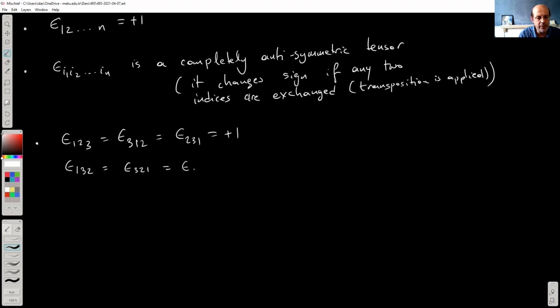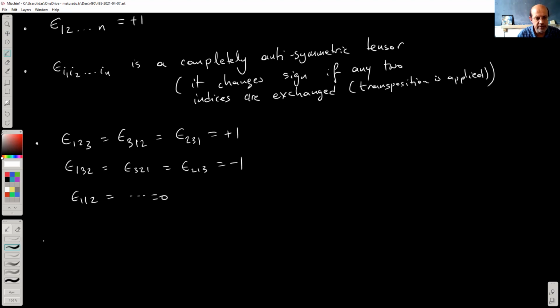So that's epsilon 2, 1, 3, which is equal to -1, and so on. The other ones, where there are repeated indices, are going to be equal to 0. All right, so I just want to add this.